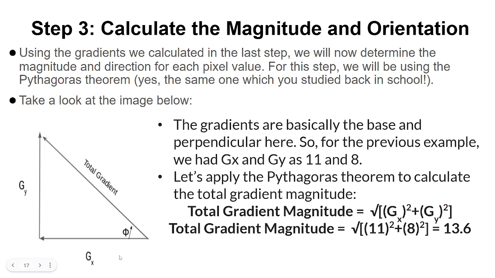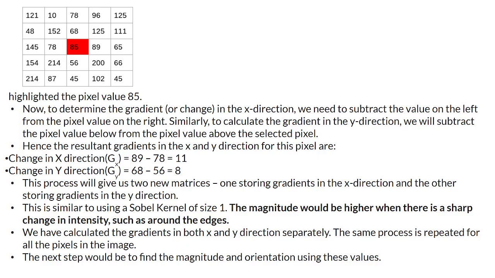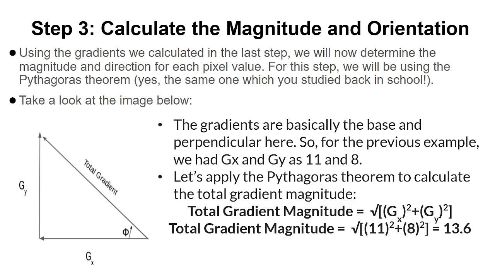Now for the third step, calculate the magnitude and orientation using the gradients we calculated in the previous step. In this step, we determine the magnitude and the direction for each pixel value. For this, we'll be using the Pythagoras theorem on the calculated values of the x direction and y direction.